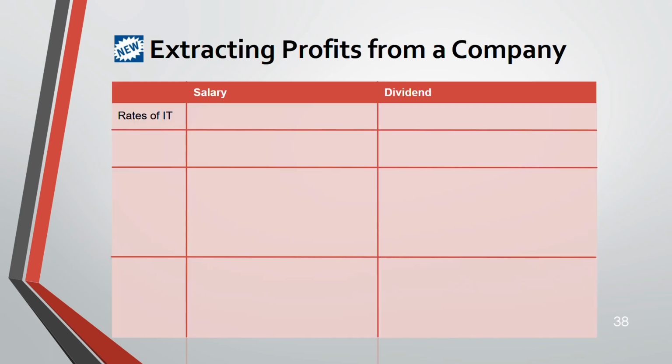Now, this table will help you answer whether to extract profit from a company as a salary or a dividend. Why? Because this is a very famous question for your ATX. Rates of income tax: for salary, it is the non-savings rate of 20, 40, 45%. For dividends, the first 1,000 is 0%, then 8.75, 33.75 and 39.375%. If you see, the highest rate on salary is 45%, whereas on dividends the highest rate is 39.375%. So in terms of income tax, it is better to take a dividend rather than salary.